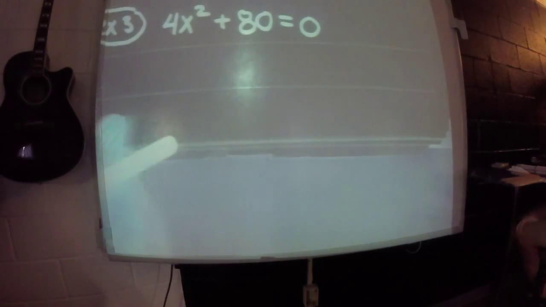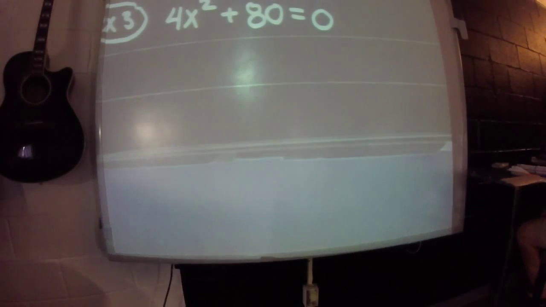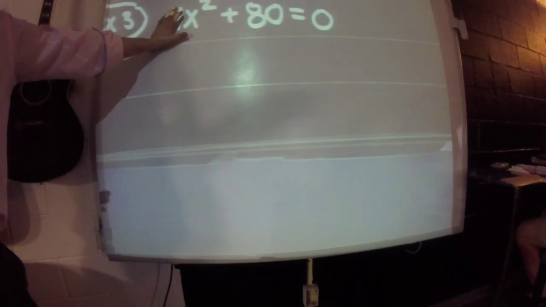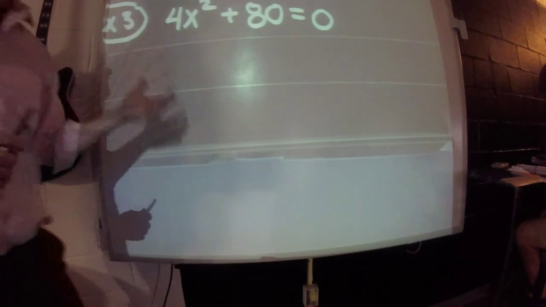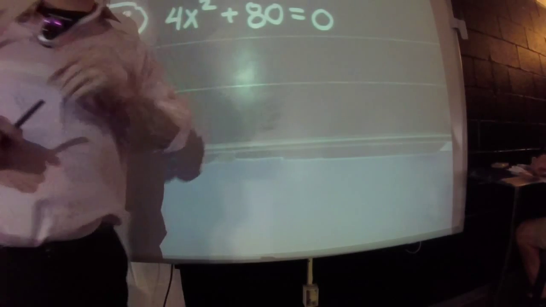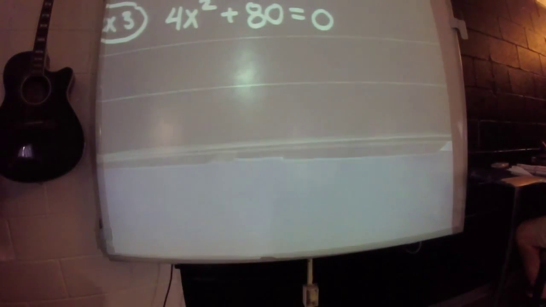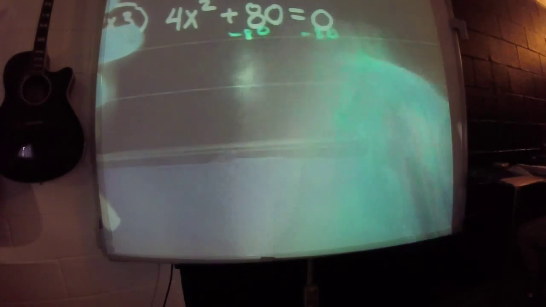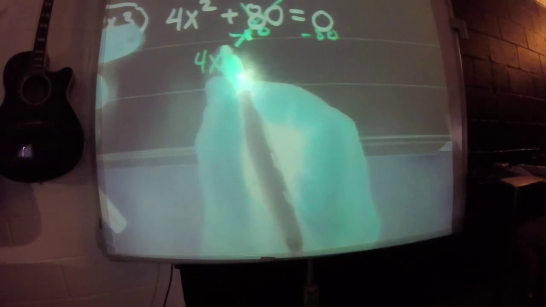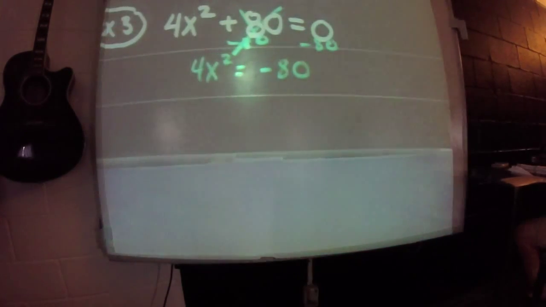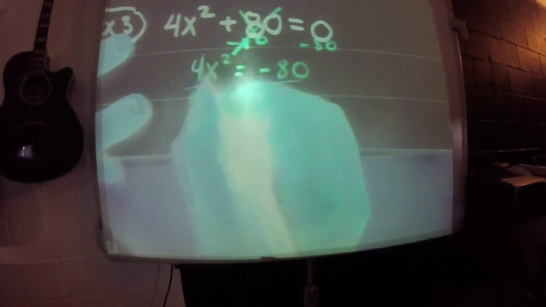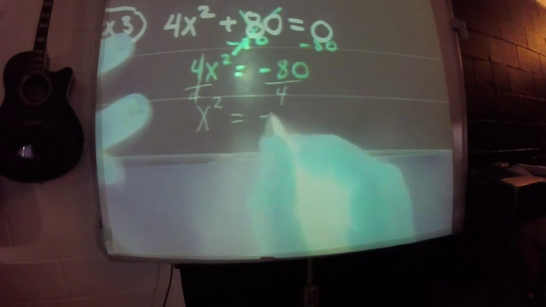All right, and on to the last one. Whenever there's not a b, I would suggest doing the square root method, not the quadratic formula. The quadratic formula will work, for sure, but when there's no b, it's really easy to just move the 80 over and divide by 4. So let's do the square root method. First thing, subtract the 80 over, and then divide the 4 off. I got 4x squared equals negative 80. After I divide by 4, I'm going to have x squared equals negative 20.